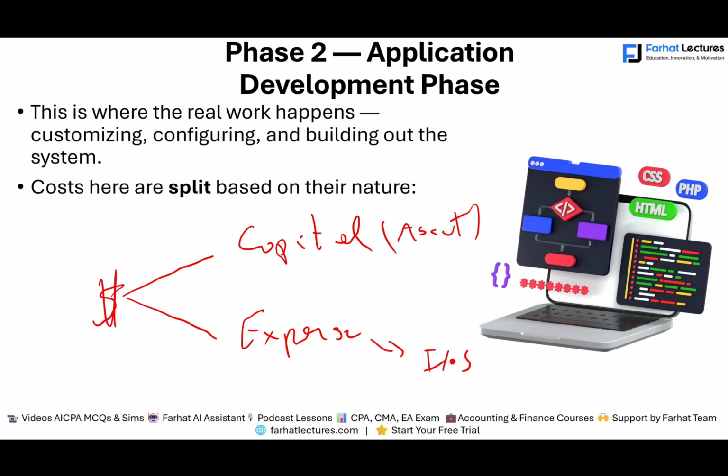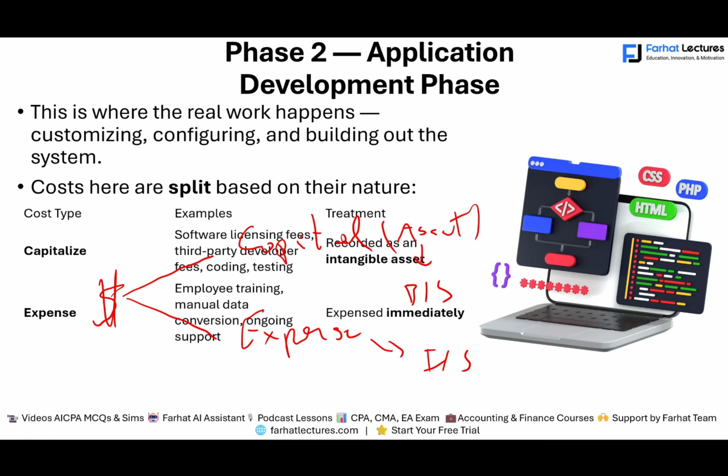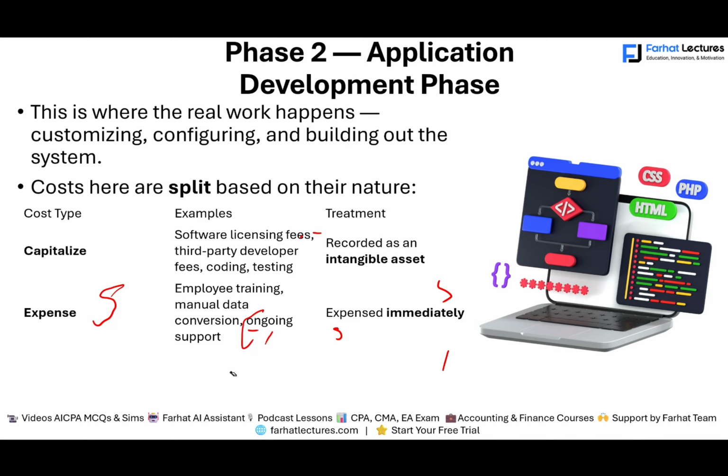It means it goes on the income statement, asset goes on the balance sheet. We need to make that determination. So here's what we need to know about this stage. If we incur any software licensing fees, we're buying the software, third-party developer fees, coding, testing, those costs are capitalized and recorded as what type of an asset? Intangible asset. Think of it as you are paying to purchase something, but you are paying for the license.